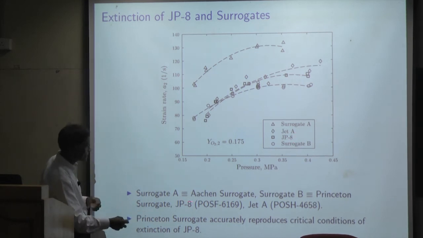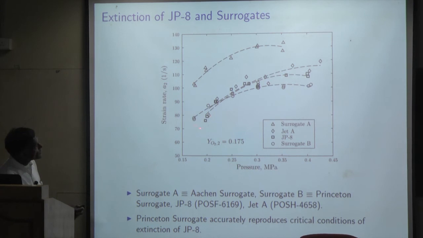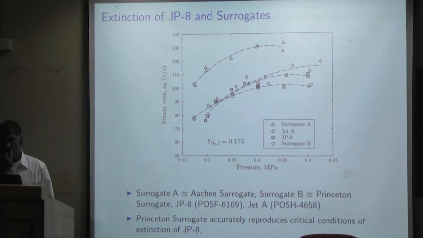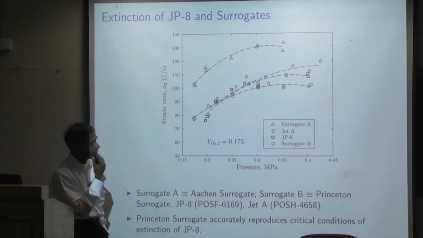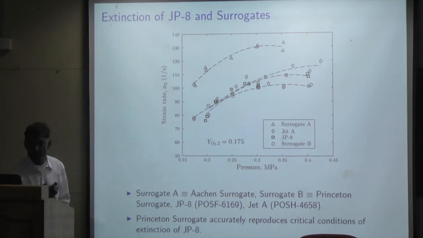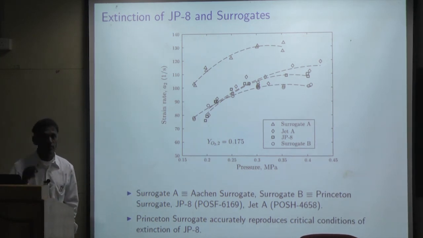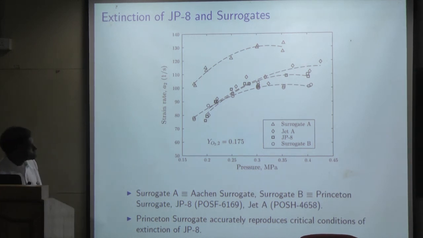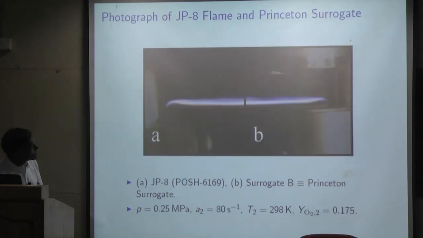Surrogate A is the Aachen surrogate. Now you can see that for the Aachen surrogate, these are Jet A and JP8, and the Princeton surrogate is the best. The Aachen surrogate is very poor as far as extinction conditions are concerned at high pressures. Again, the Aachen surrogate was not developed to do extinction, it's only for ignition. So that's the claim, right? So this doesn't do very well here.